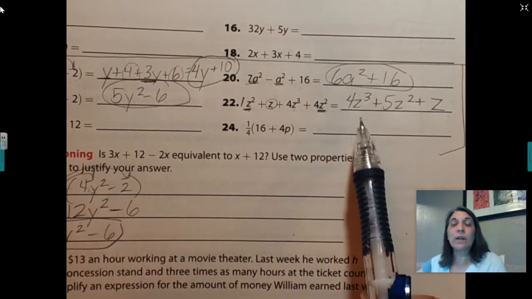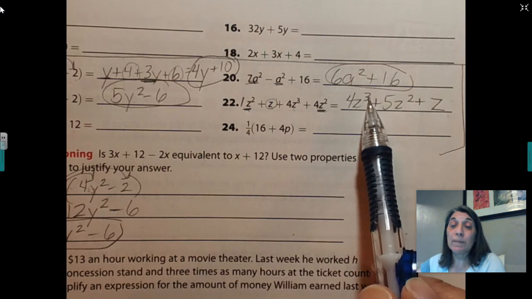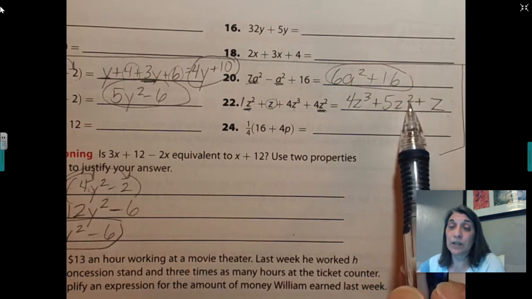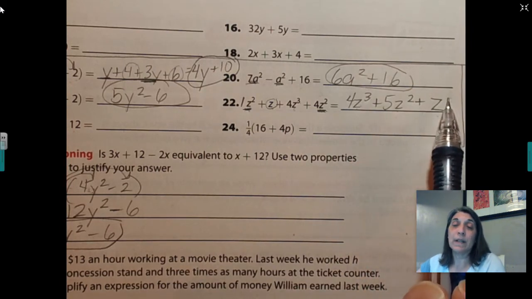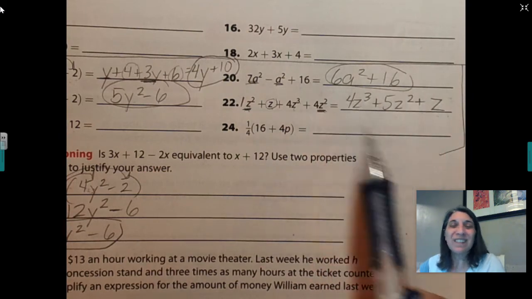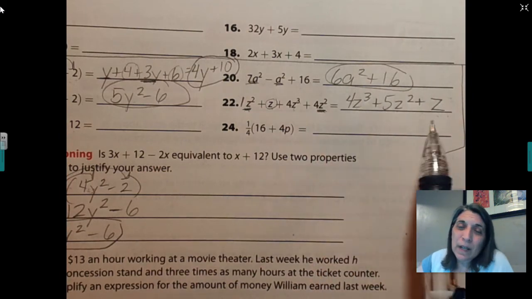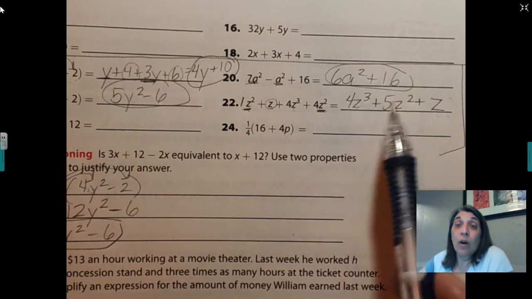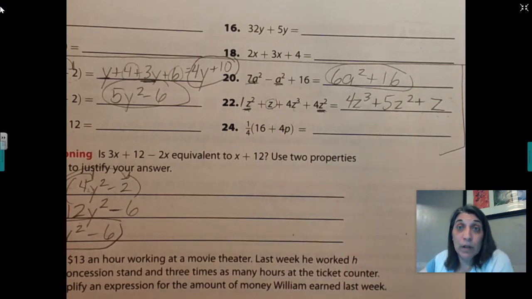So notice how I started with the variable that had the largest exponent, and then I went to the variable with the next largest, and then the variable with the smallest. So this is really proper, it's good form in algebraic expressions, but it's not wrong if you have it in a different order because the commutative property of addition says it's equivalent, so you're good.